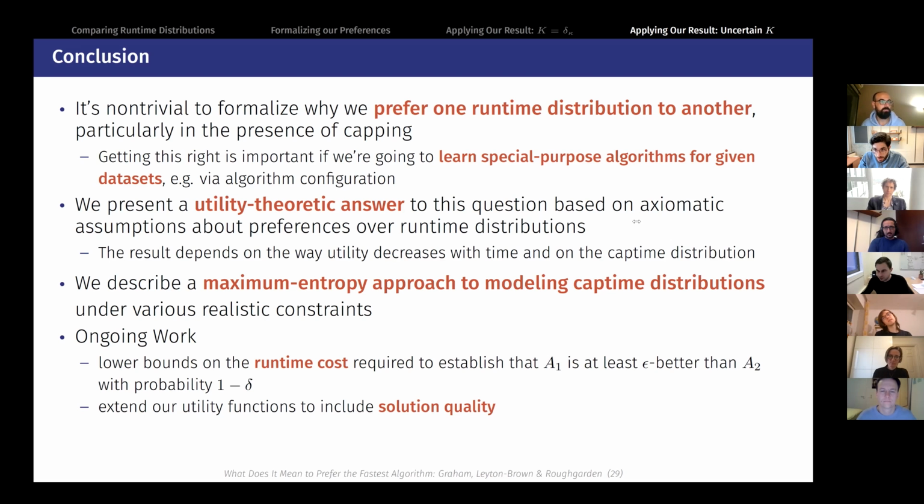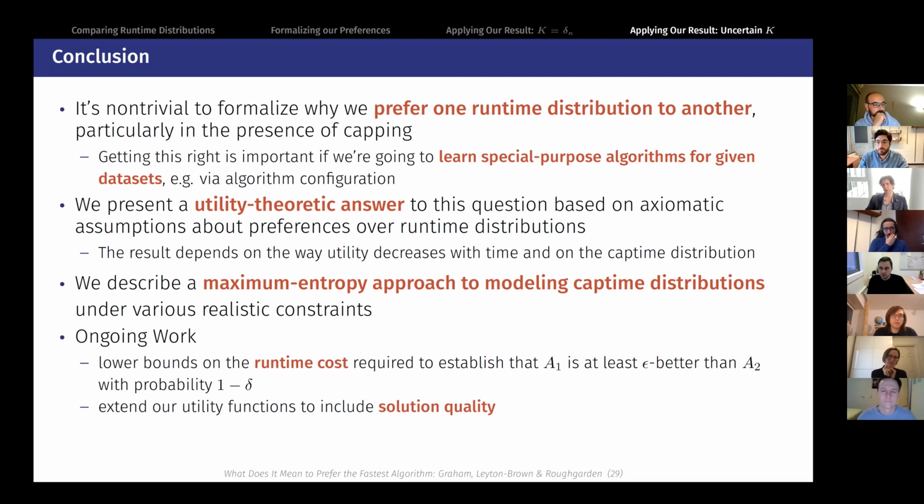So Nando, there is one in the chat already. Jean is asking, can you say something more about extending this to a situation where speed is not the only criteria? Yeah, so that's actually the last bullet in my future work points here. That's something we're thinking about.